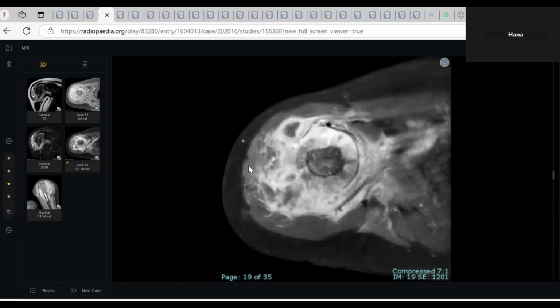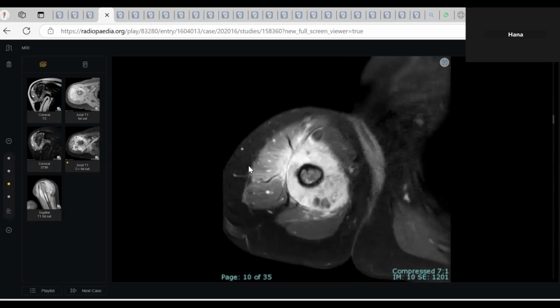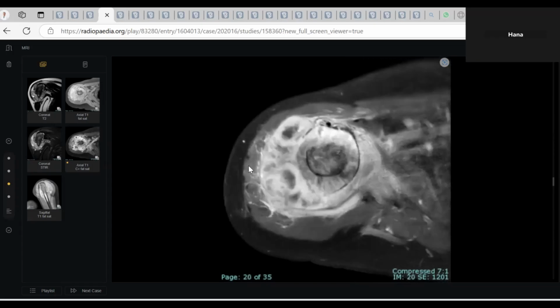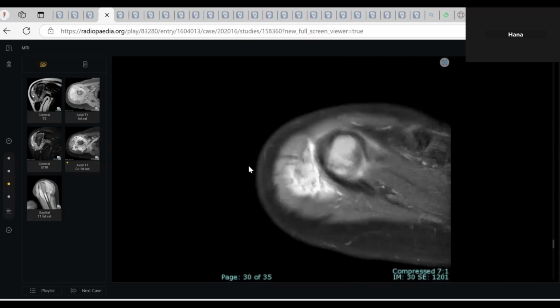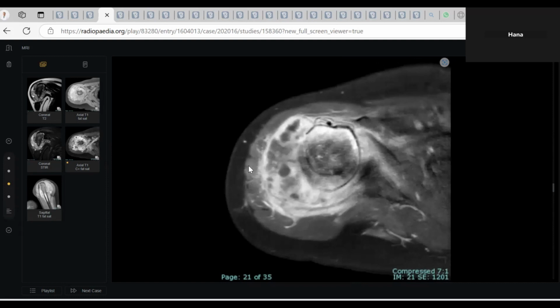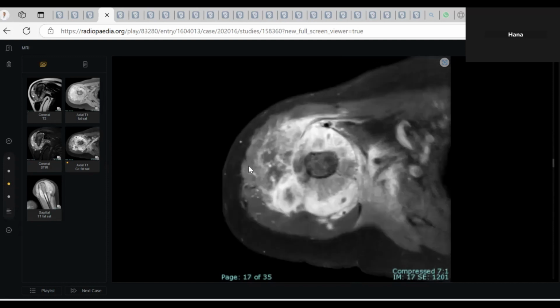This lesion has heterogeneous enhancement post-contrast and appears to be encasing the humeral bone, in addition to abnormal signal. What's your differential diagnosis? First, osteosarcoma, then Ewing sarcoma. What will you do next?